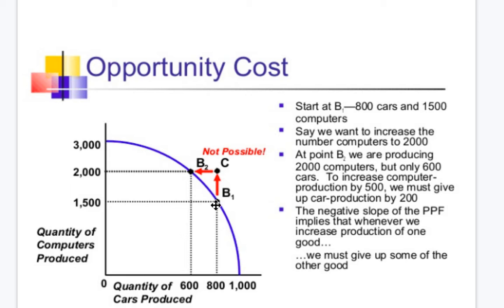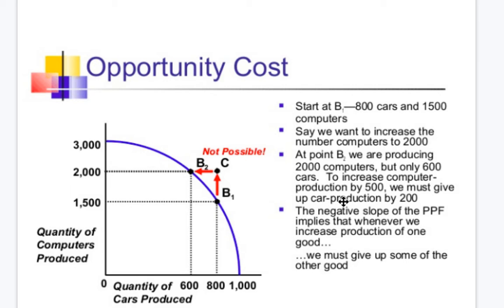So when we start here, the whole idea is to start at B1, and there's 800 cars and 1,500 computers. When we're looking at our furthest and strongest output, we have the possibility of making 1,500 computers and at the same time 800 cars. Say we want to increase the number of computers to 2,000, meaning that we're still going to use all of our resources, all of our output abilities. At point B2, we are producing 2,000 computers but only 600 cars. So if we go from B1 to B2, it increases the production of computers by 500.